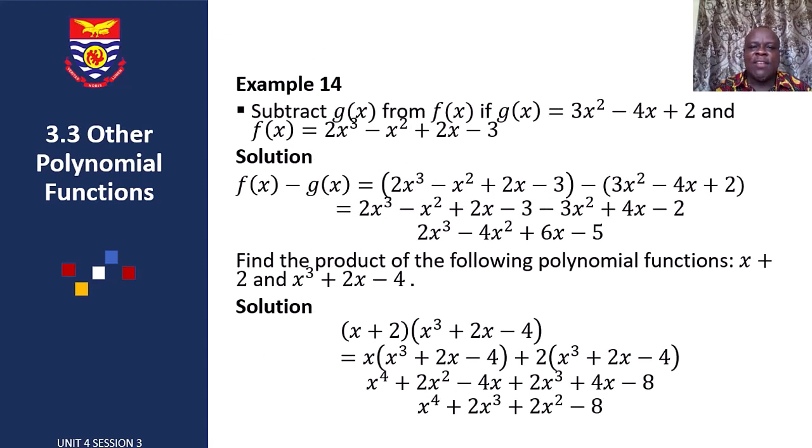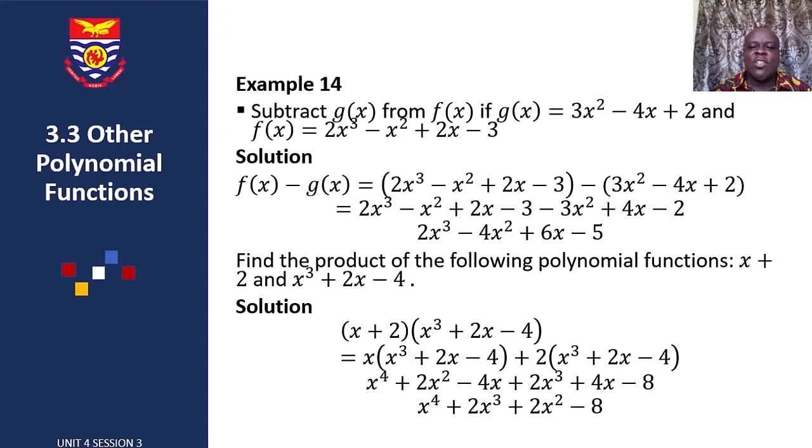You have g of x to be equal to 3x squared minus 4x plus 2, and f of x is equal to 2x cubed minus x squared plus 2x minus 3. Let's look at the solution. f of x minus g of x is equal to, so we bring f of x first, then minus g of x, because f of x comes first.